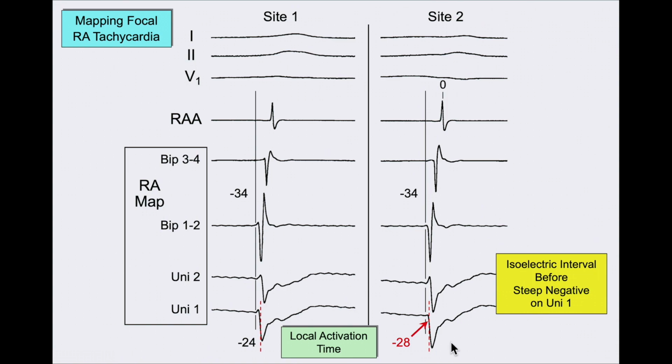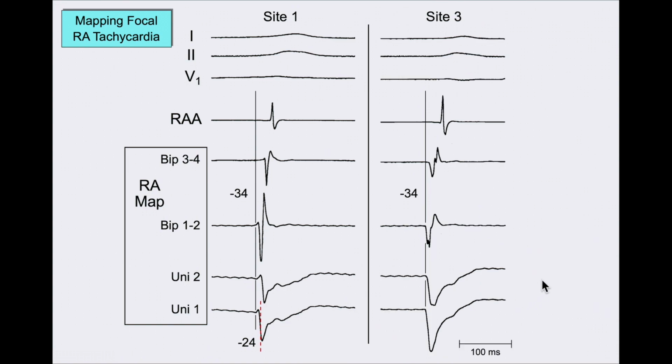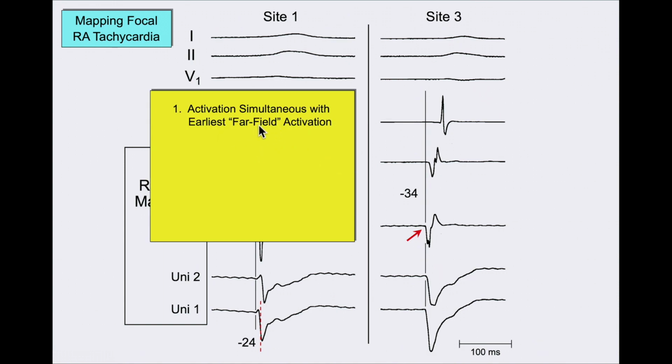So let's look at another site and see what you think about this site, whether this would be a site that you would target. Well, let's look at activation. On the bipolar electrogram, we have activation at, and synchronous with, the earliest far field activation. So that meets our first criterion. This was the first criterion, that local activation is at least as early as the earliest far field.